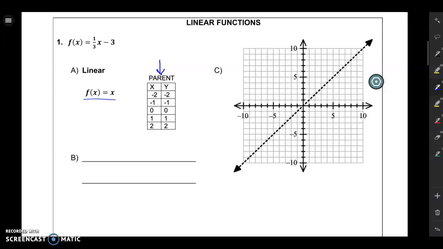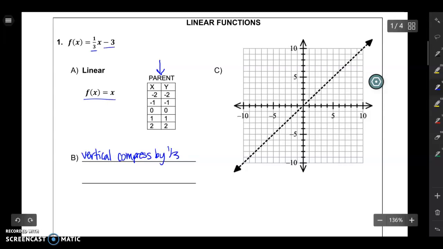The next thing I want to do is identify the transformations. I always like to read the transformations from left to right. So if I think about my equation, the first number I see that's different than my parent function is the 1/3. And that tells me that I'm going to have a vertical compression by 1/3. And then this minus 3 tells me that I'm going to move down 3. So I'm going to come over here to my graph, and I'm just going to draw each transformation one step at a time.